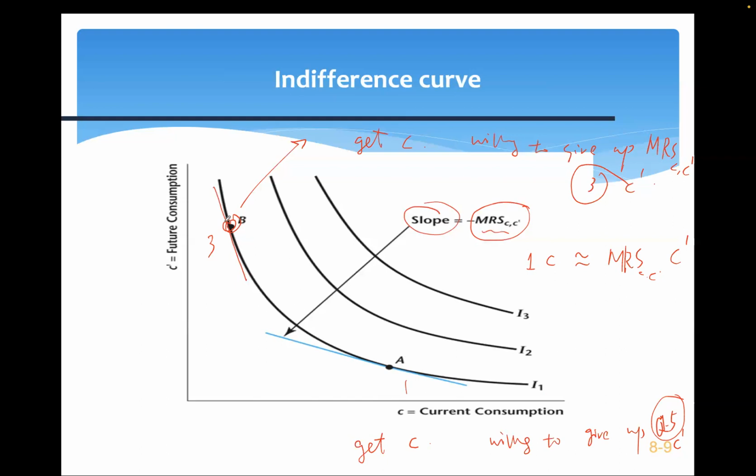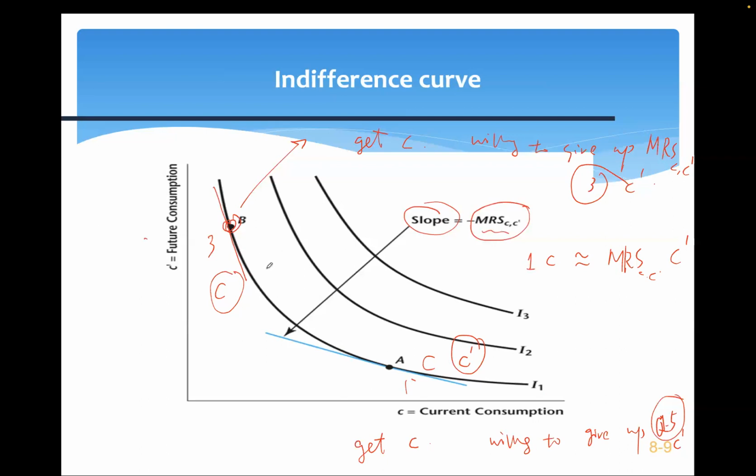And why is that? It's because at B, you already have lots of C prime. You have very little C. You desperately need C. But at A, you have a lot of C, but you have very little C prime. Now, in some sense, you don't care about C, but you really care about C prime. Right? And again, what does this mean?